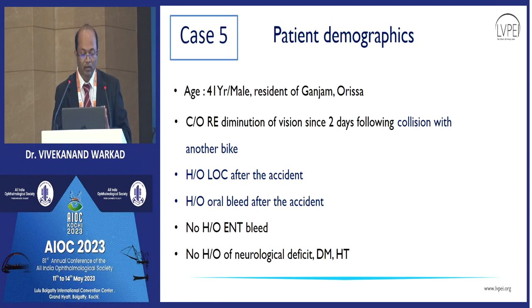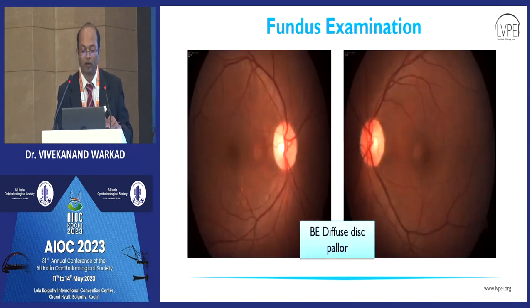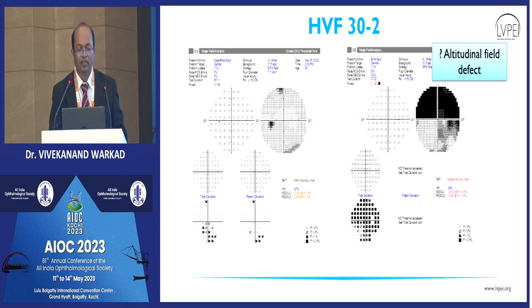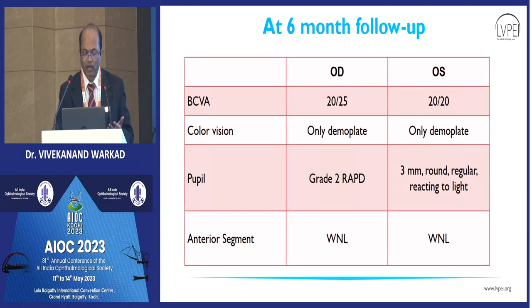This is a 41-year-old male, collision with another bike, history of loss of consciousness, history of oral bleed after the accident. Again, right eye, loss of vision, there was RAPD. You can appreciate here there was a diffuse disc pallor, although the left eye had an extremely subtle pallor. This patient had an altitudinal field defect in this eye. So basically, you treat this patient as per the standard protocol, and you would find there is an improvement.